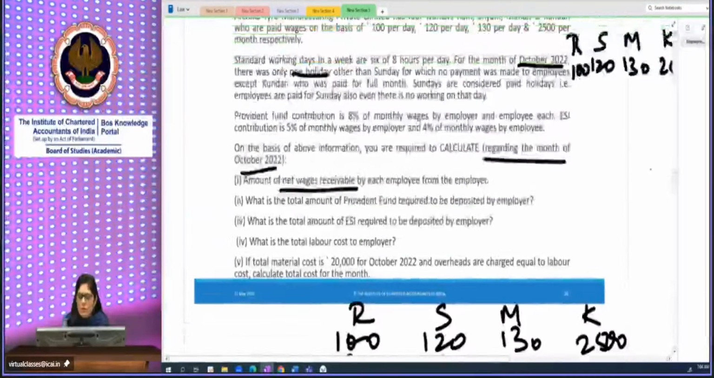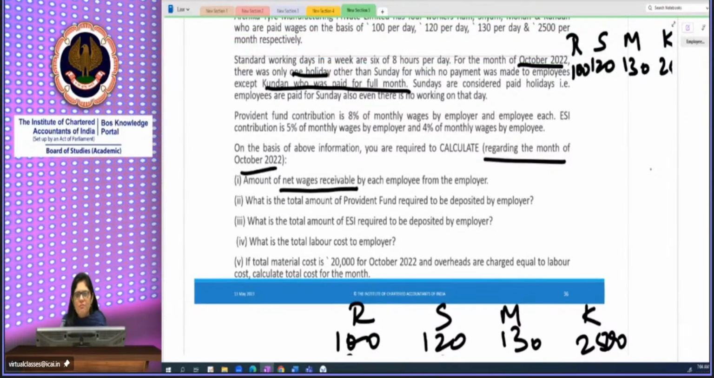And what about Kundan? Kundan was paid for the full month, so Kundan will be paid monthly. It's 2500 per month only. It will remain that. You have to calculate the wages for October only, not for the entire year. So this is the wages we have calculated.